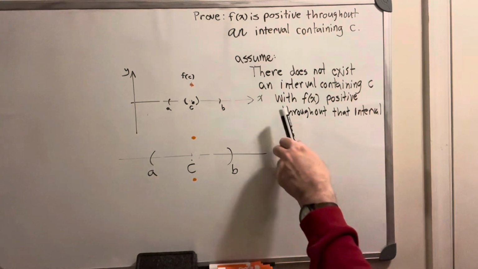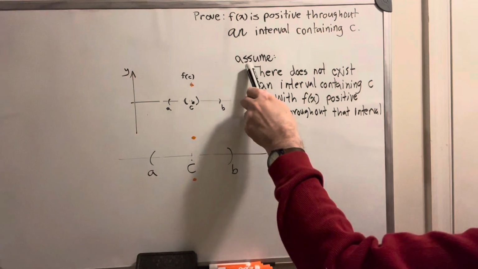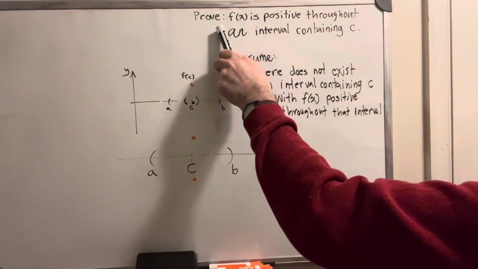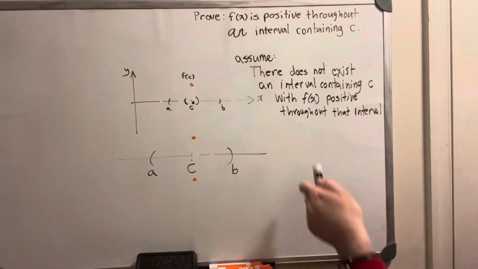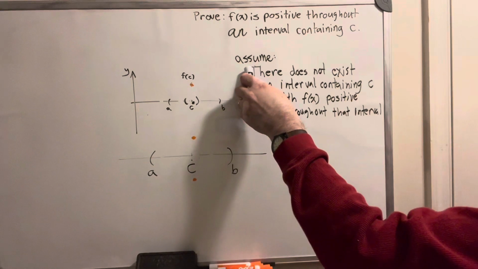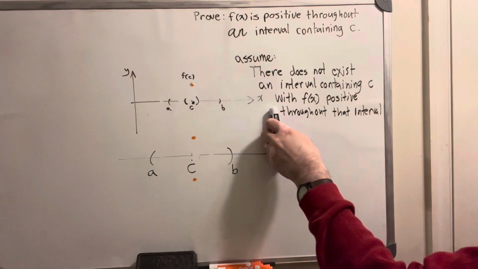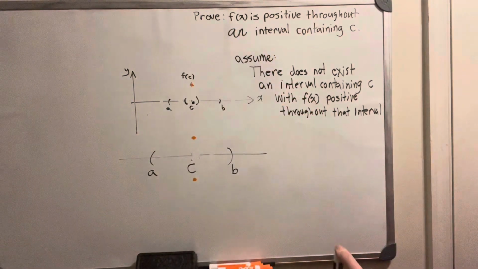And so if the opposite of the conclusion leads to a contradiction, then the opposite conclusion is false and the original conclusion has to be true.